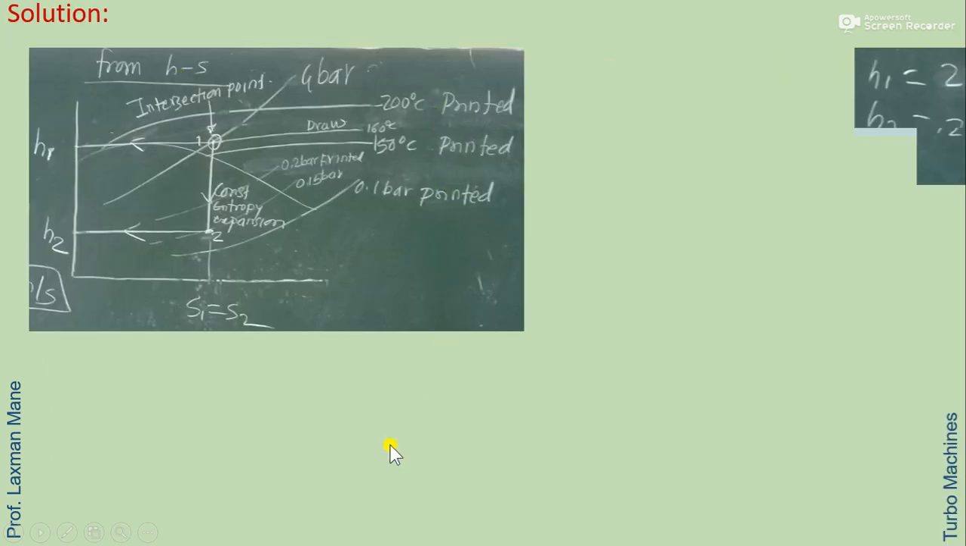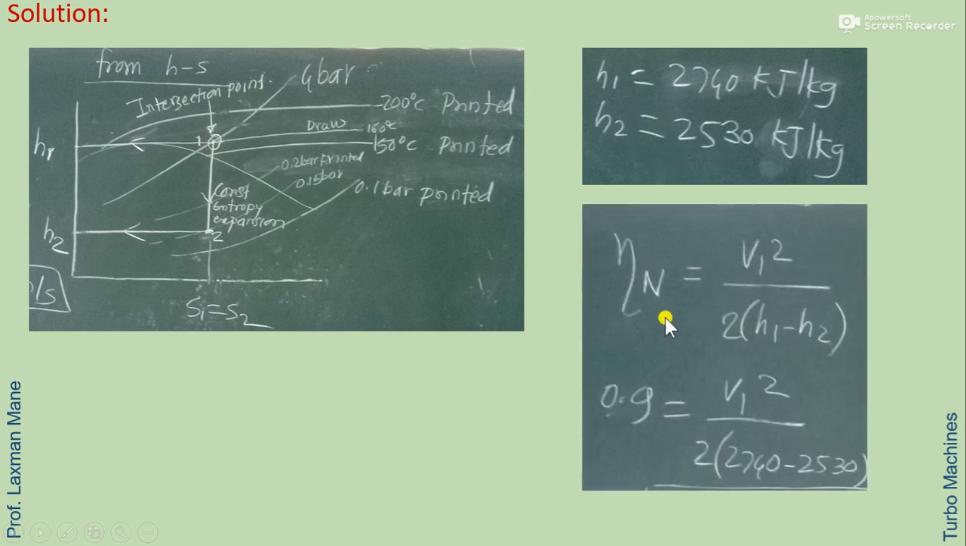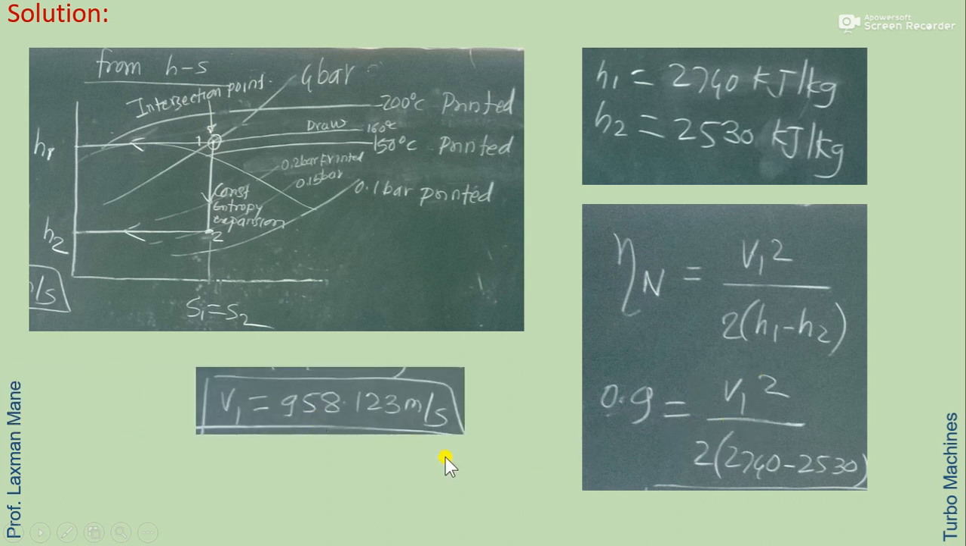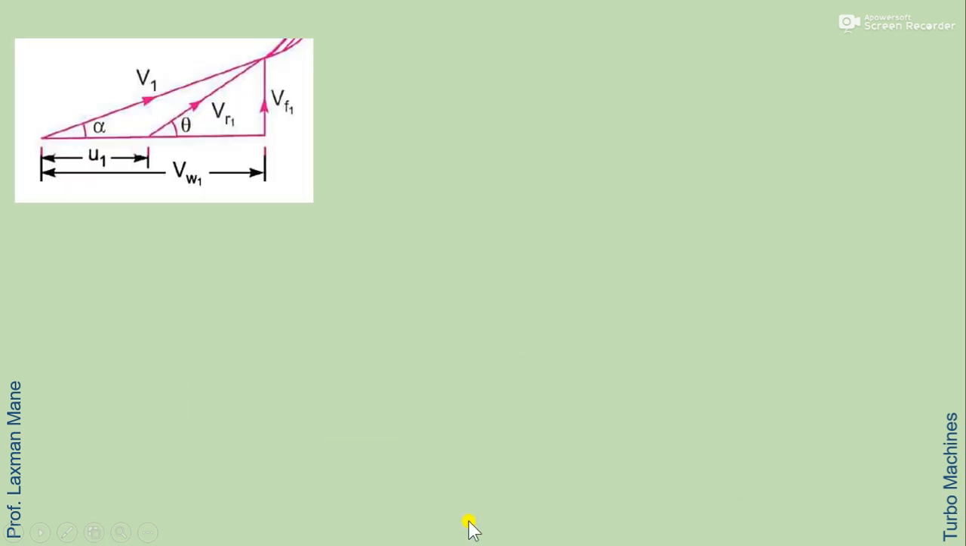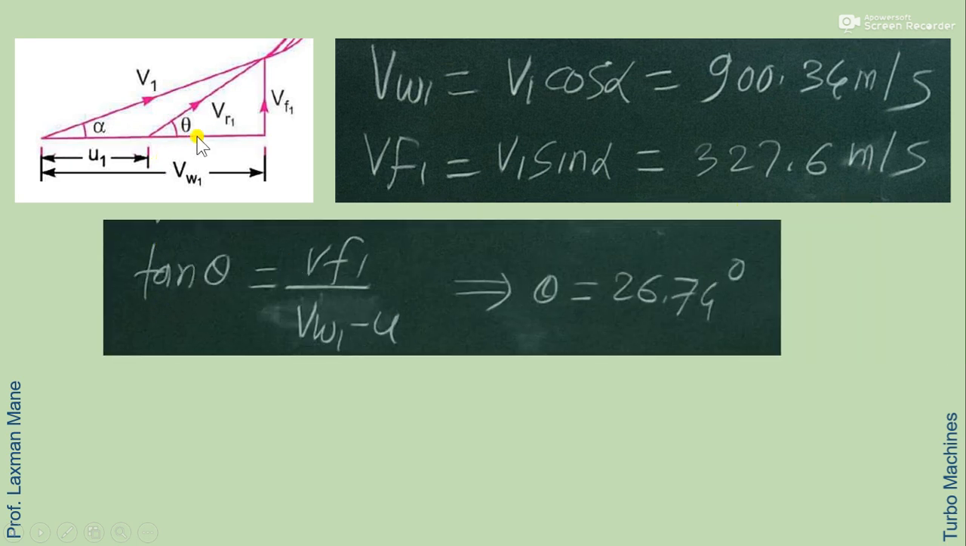Now from the Mollier diagram we already obtained the values of the enthalpies. Then nozzle efficiency formula is V1 square by 2 times (H1 minus H2). Here nozzle efficiency 90% is given, enthalpy values we have already calculated. So from this formula we can find absolute velocity at inlet. This absolute velocity we use to find, from the inlet velocity triangle, the values of whirl velocity and flow velocity. Respective formulae we already know. So we get the values of VW1 and VF1.